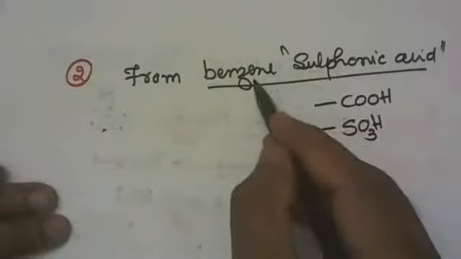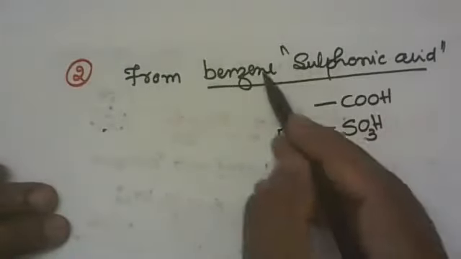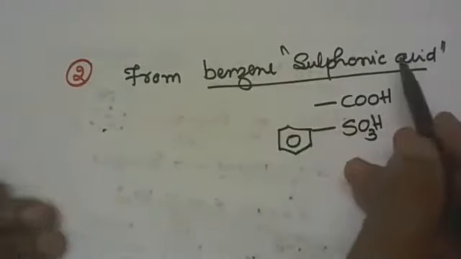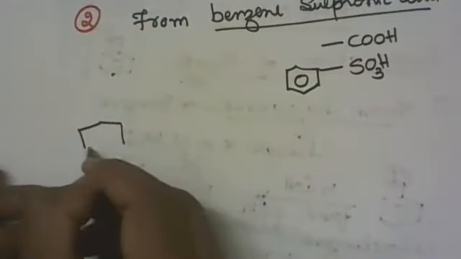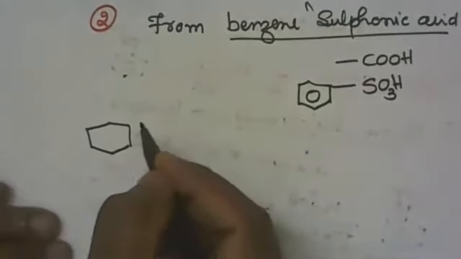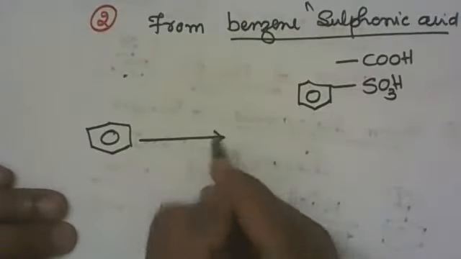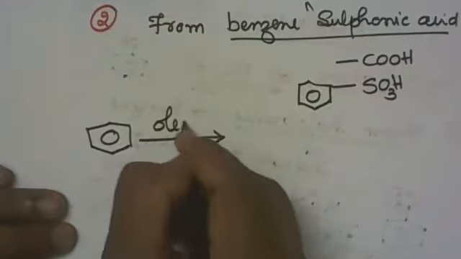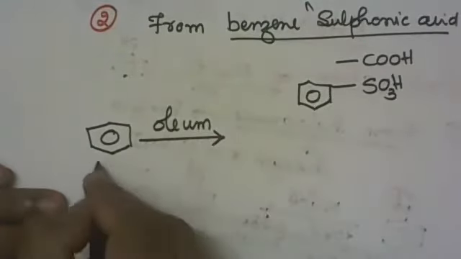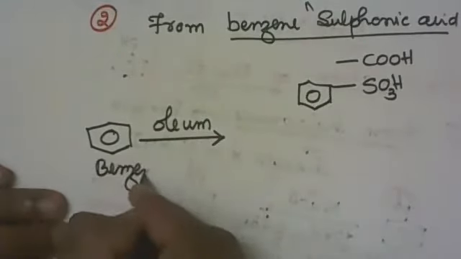So you have to start with the benzene sulfonic acid. But how will you prepare benzene sulfonic acid? You start with the benzene itself. Benzene is treated with oleum. This is benzene, right?